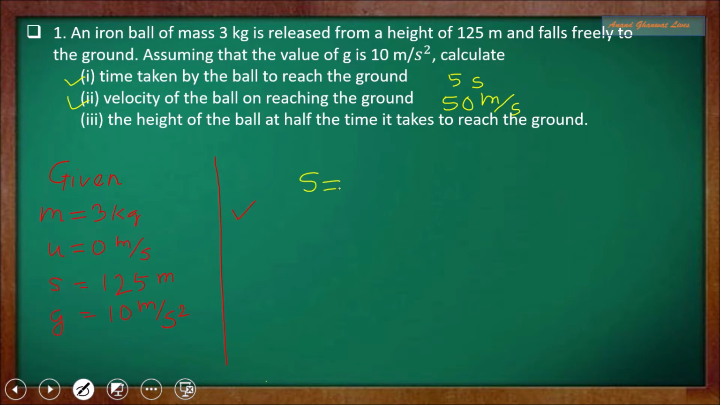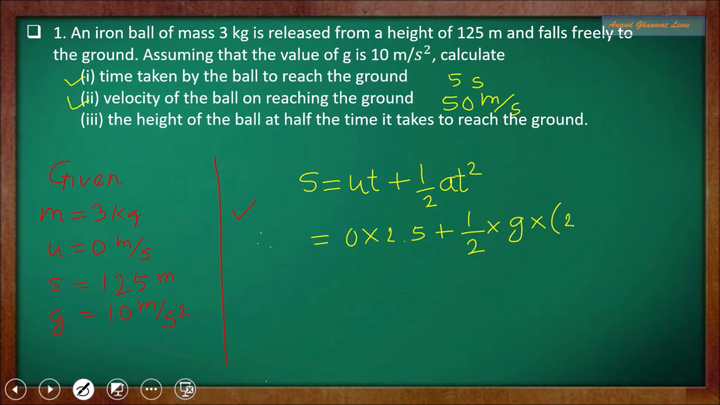S is equal to ut plus 1 half at square. Now we have to take time as a half of total time, that is 2.5 seconds. Remember that. Therefore s is equal to u, that is initial velocity, is 0, into t, that is time taken, is 2.5, plus 1 half into a, meaning acceleration due to gravity, into t square, meaning square of 2.5.